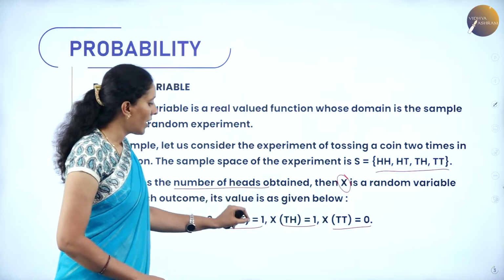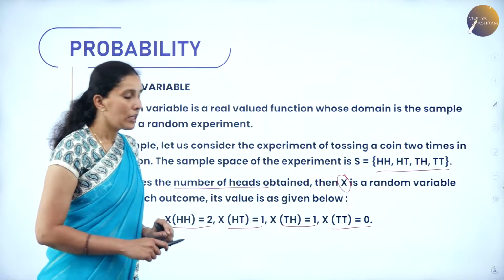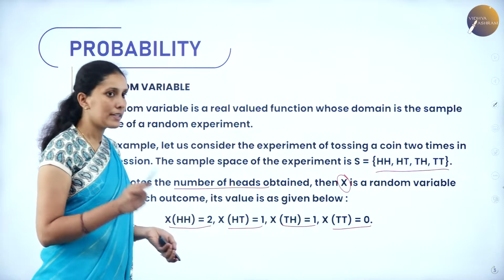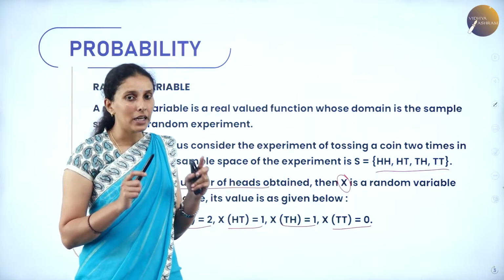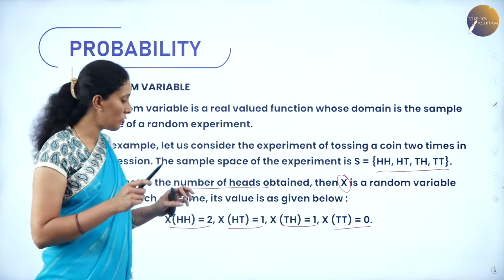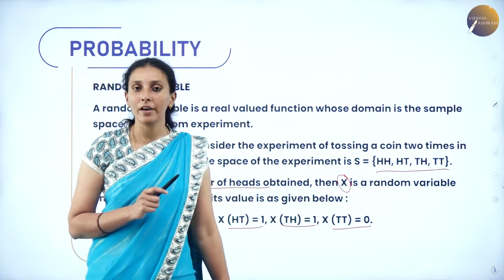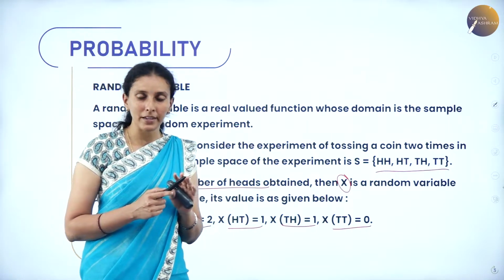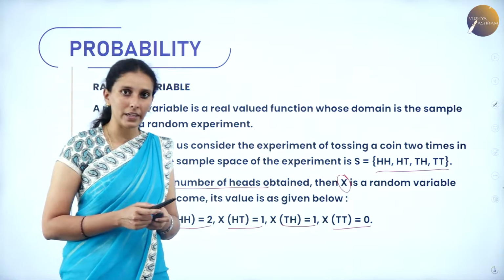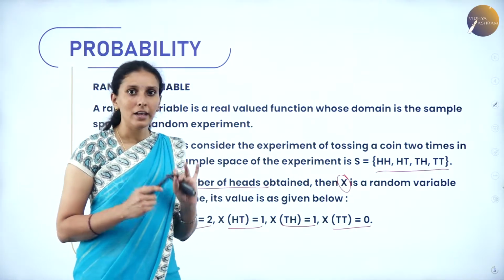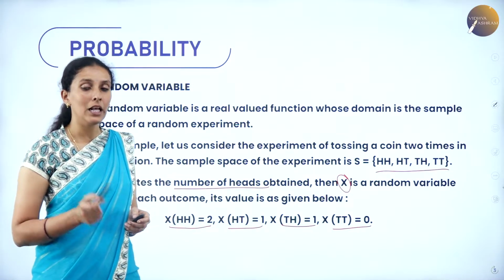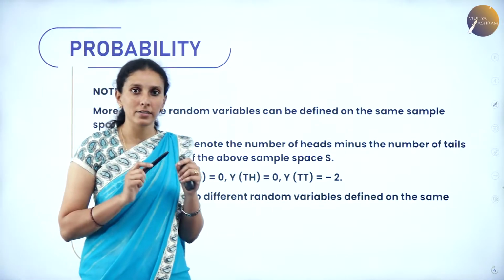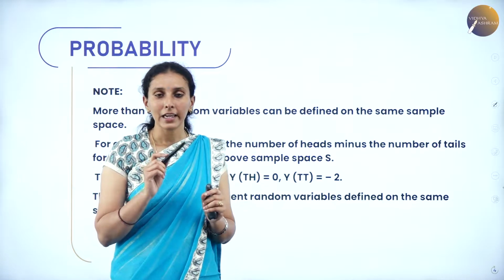The value which we assign here gives you the random variable of the particular outcome, and we can write this in terms of probability, and that is called the probability distribution of each outcome in terms of a random variable. So for a certain sample space, we can have many random variables. Now for the same experiment, let me take one more random variable, that is Y. What does Y denote? Y denotes the number of heads minus the number of tails in each outcome.